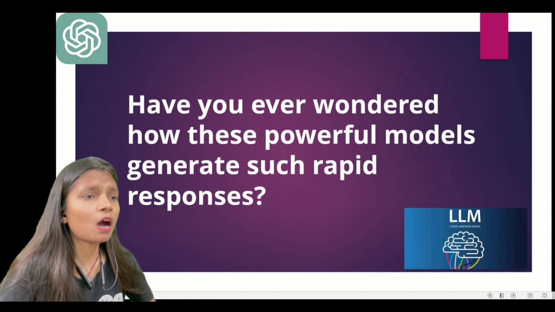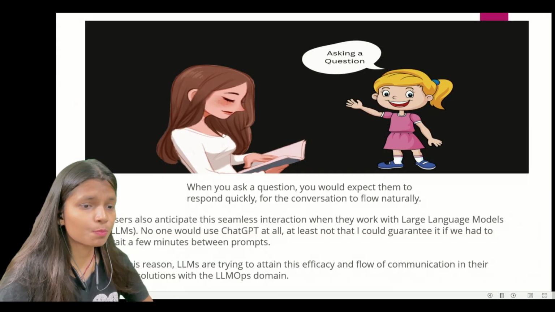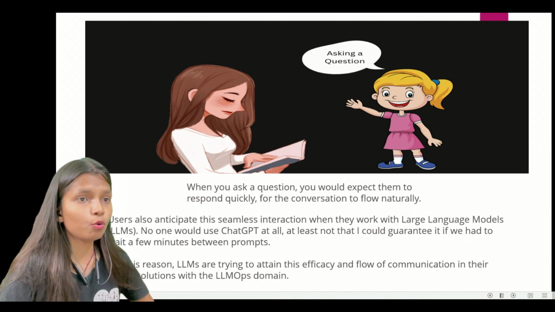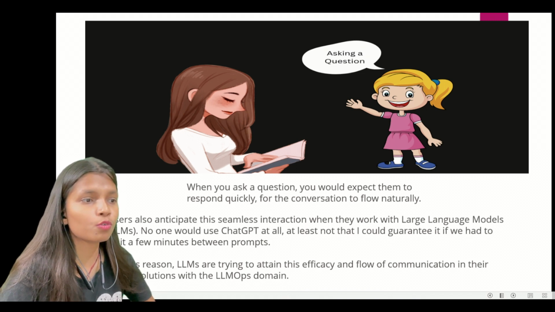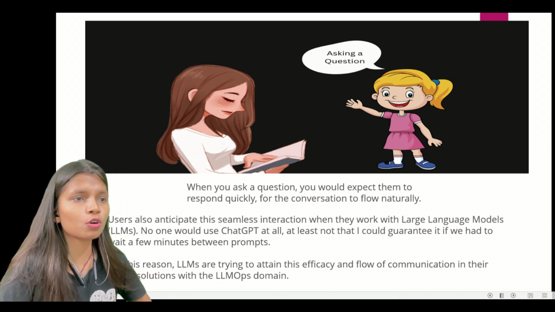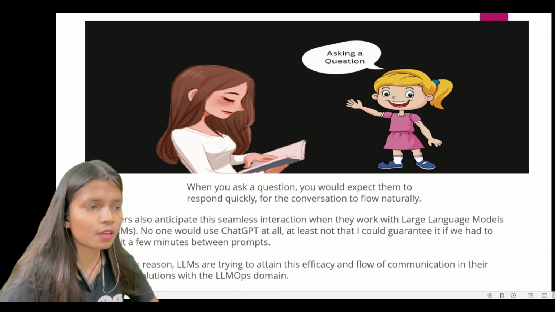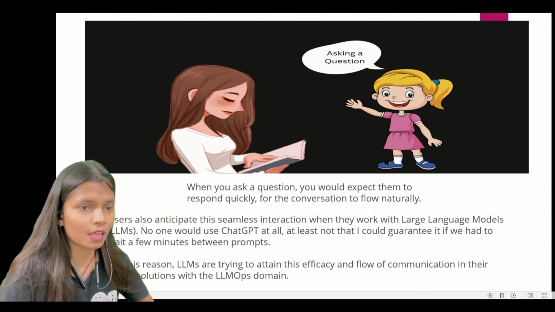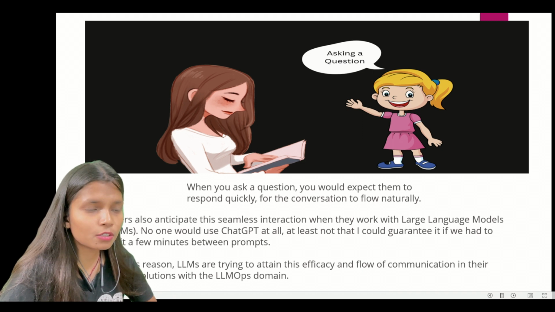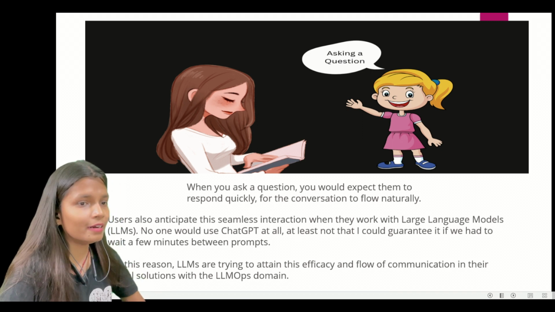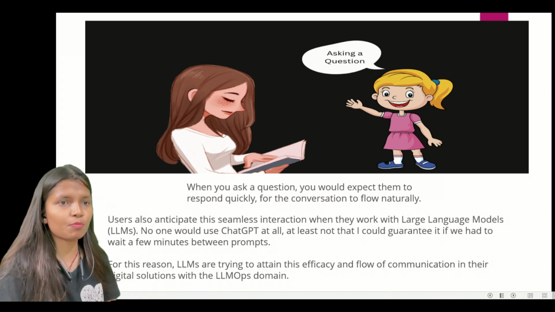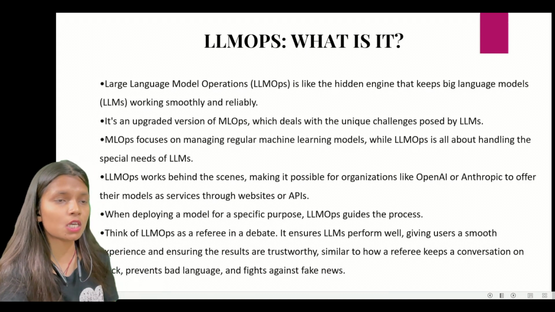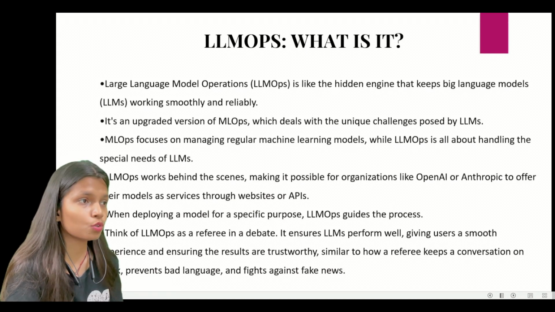So have you ever wondered how these powerful models generate such rapid responses? If I talk about the real world, when we ask a question to our friend, what do we expect? We expect them to respond quickly for the conversation to just go with the flow naturally, right? In the same way, users also anticipate seamless interaction when they work with an LLM. No one would use ChatGPT at all, at least not that I could guarantee it, if we had to wait for a few seconds. Suppose I have given it a prompt and I am waiting for ChatGPT to give me the response and it's taking more than a minute. I won't be really interested to use it next time.